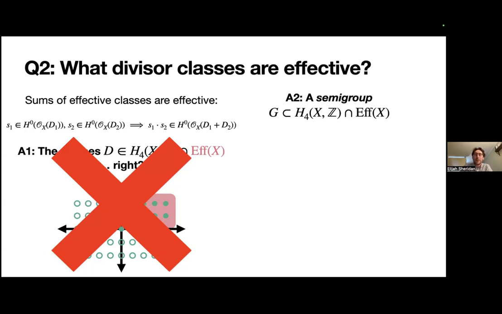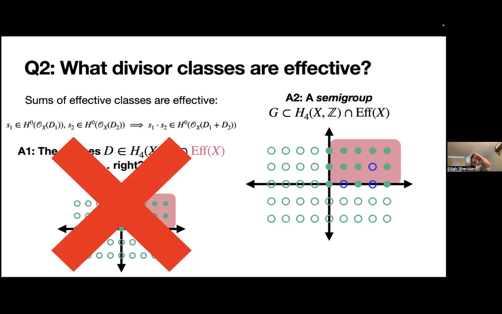In particular, the divisor classes that are effective actually form some kind of, in general, non-trivial semigroup contained in these lattice points in the effective cone. So a kind of more accurate schematic would be where, in addition to having all of these non-effective classes outside of the effective cone, you also have some inside of the effective cone. And these are highlighted in blue here.